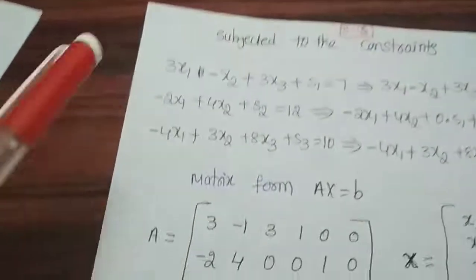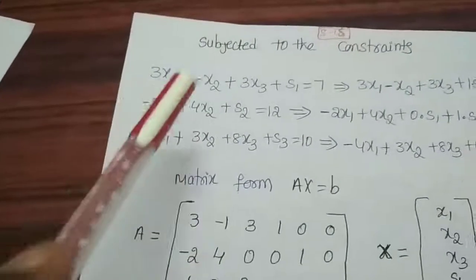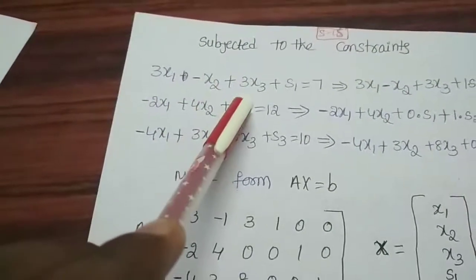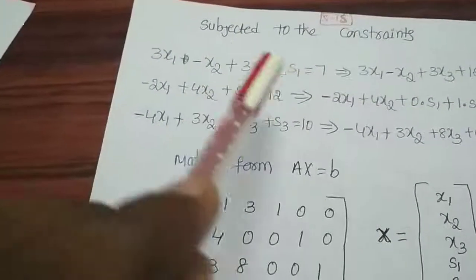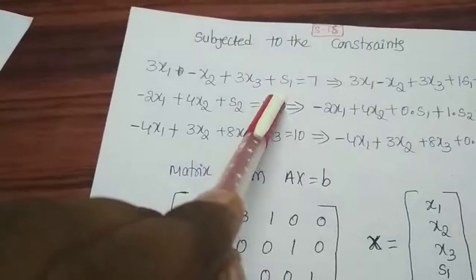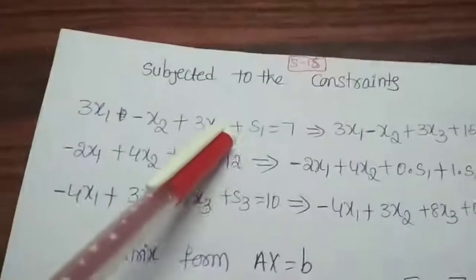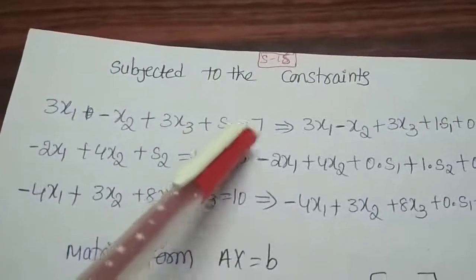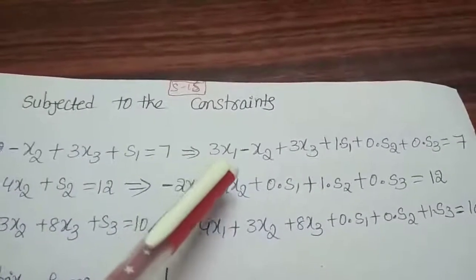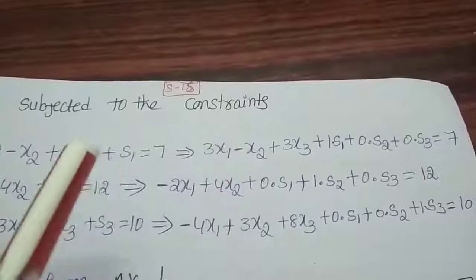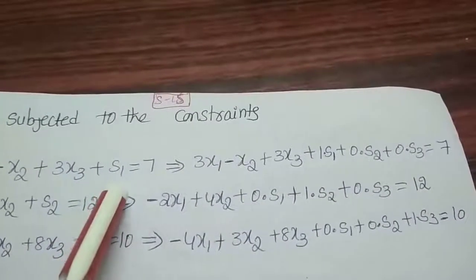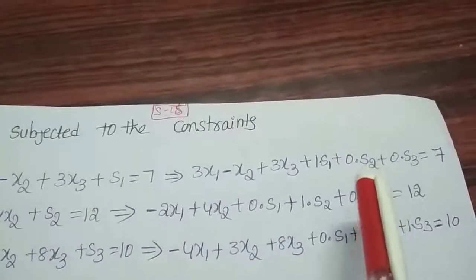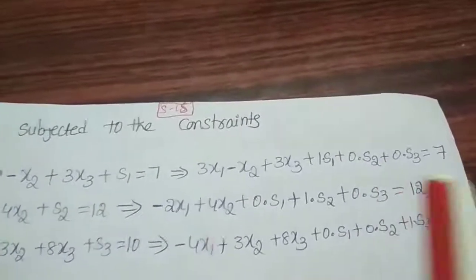The first one is given here: 3x1 minus x2 plus 3x3. To convert the less than or equal to into standard form, we add one variable, known as s1, equal to 7. That implies we can write it as 3x1 minus x2 plus 3x3 plus s1. Since we only have the s1 variable, s2 and s3 are not here, that's why 0 into s2 plus 0 into s3 equal to 7.